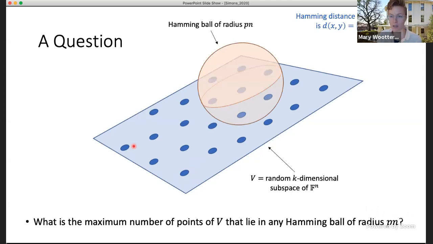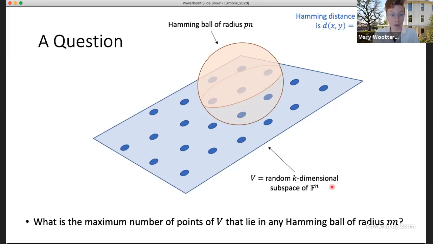Another sort of question in a similar vein is, what is the maximum number of points of my subspace V that lie in any Hamming ball of radius Pn? Here, I don't mean in any fixed Hamming ball, but a worst case Hamming ball. So I'll draw my random subspace, and then I'll take my Hamming ball and move it all around the subspace and try to capture as many points as possible. My question is, when I do this, what is the maximum number of points that I can capture? That's some random variable, which depends on the randomness of my subspace. Again, I want to be able to make some statement like, as long as the dimension is not too big, with high probability, probably no Hamming ball will capture too many points, something like that.